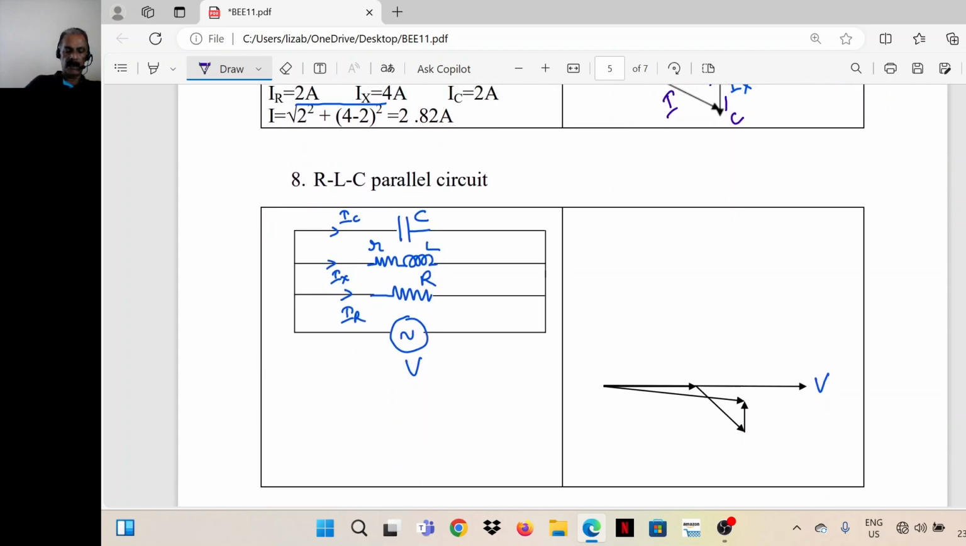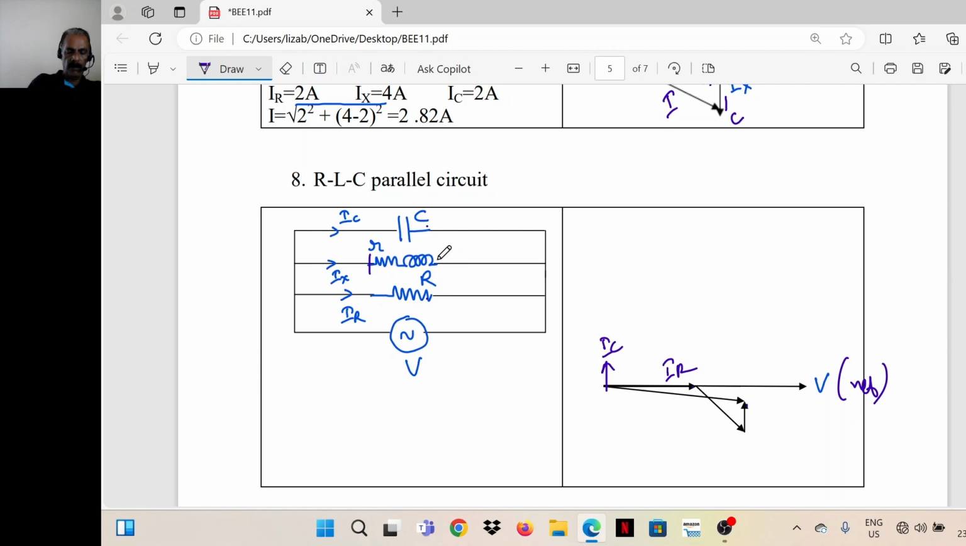Then an RLC parallel circuit. Here the only difference is that it's a pure capacitor, it's a resistor, and this is a coil. The coil has resistance as well as inductance. Now let's take V as reference. This is IR, current through the resistor. Then IC, current through the capacitor, marked here. Then the current through the coil.